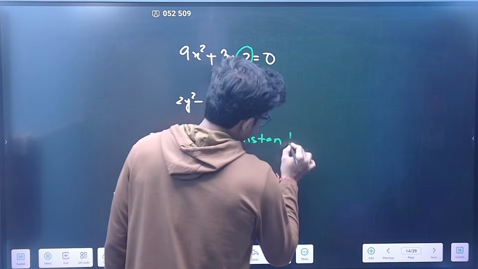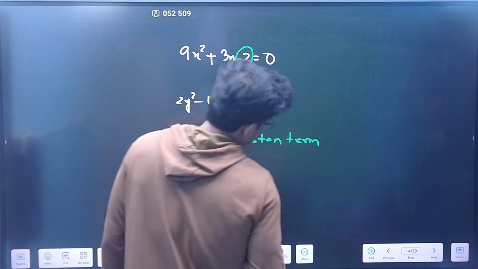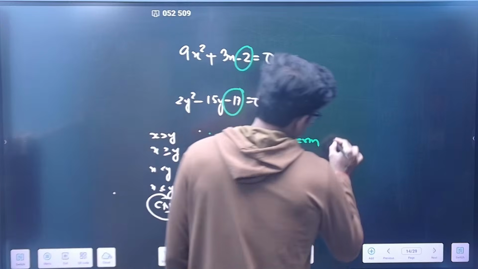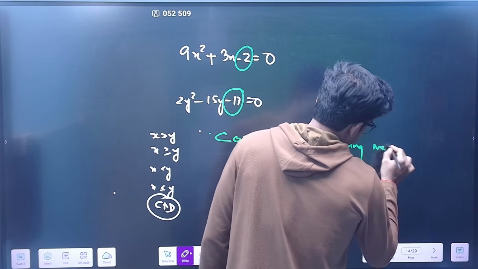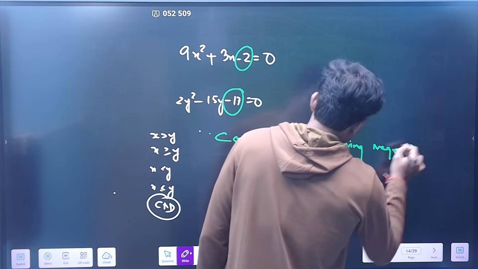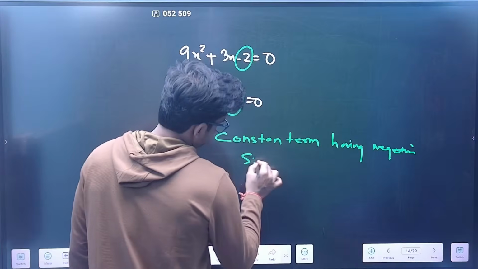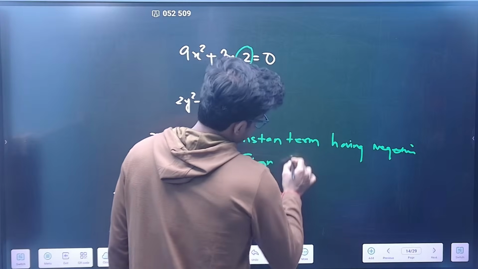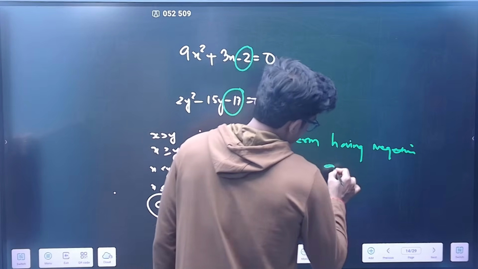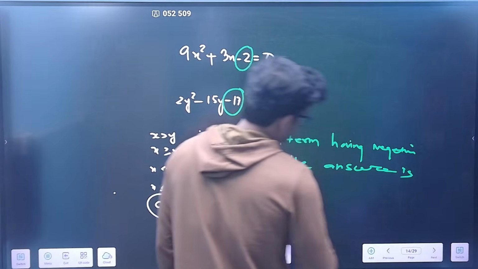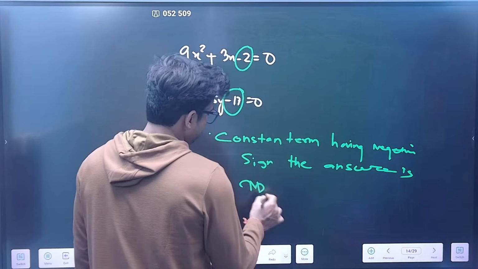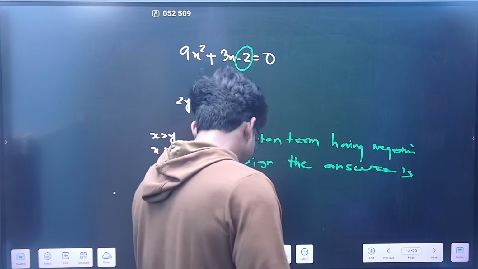Constant term having negative sign, the answer is C and D. Okay.